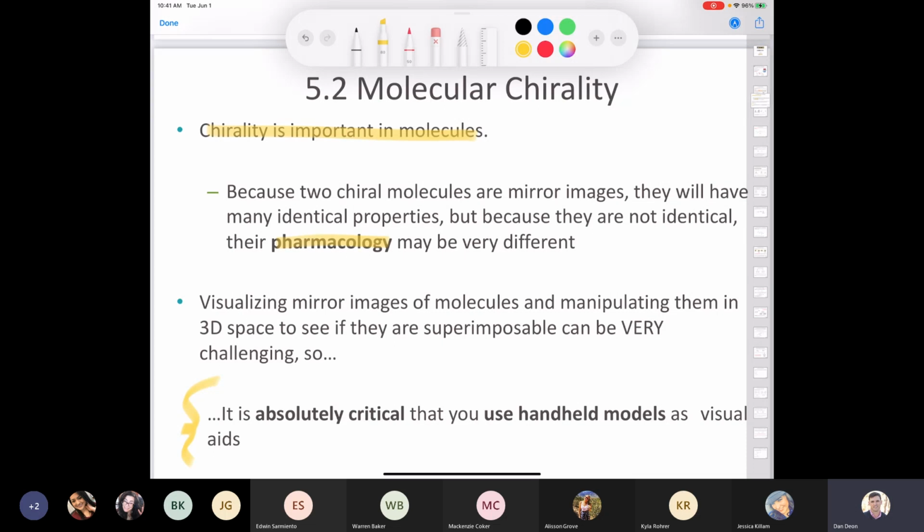Anyhow, the whole thing about handheld models, I've brought them up several times with you already in this class, and it's up to you. You can buy a set for not a whole lot of money, but I went through organic chemistry, and many students do, without having them. You can manipulate things in your mind.